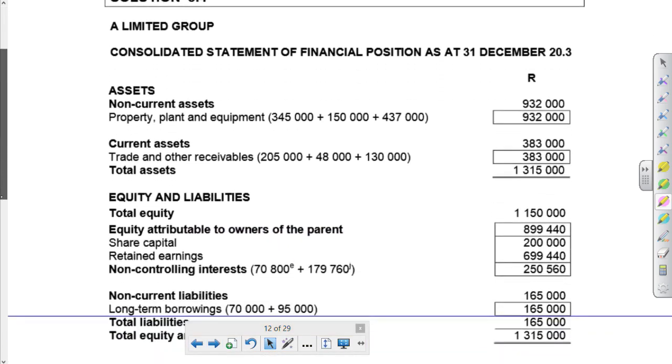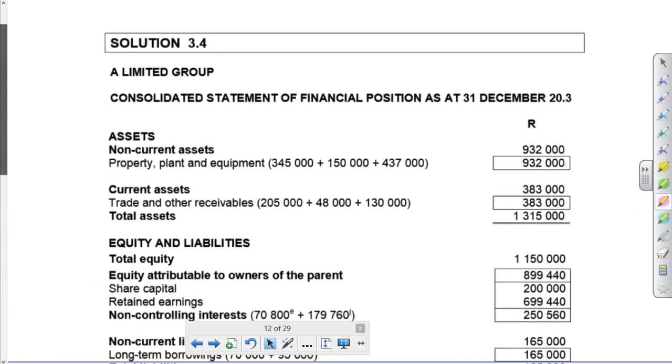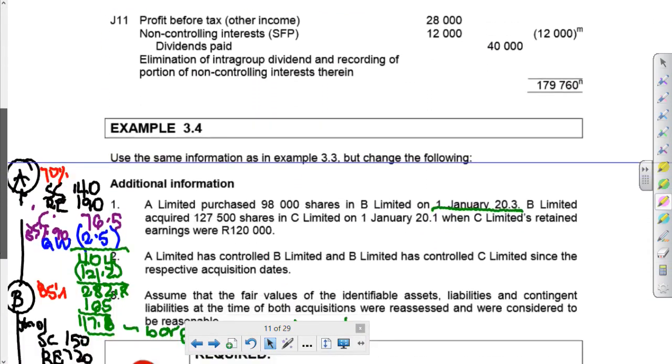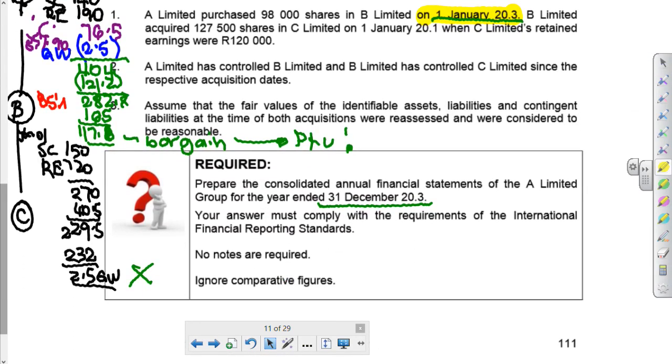Example 3.4 is a similar example, but, sorry, I'm already at the solution. Did I have the solution first? Oh no, here it is. Example 3.4 says, use the same information as example 3.3, but now assume that the dates change a bit. So assume that A purchased B in January 03, later. B acquired C January 01. So B's acquisition of C doesn't change. So here was my B acquisition of C, and you can see that it doesn't change at all.